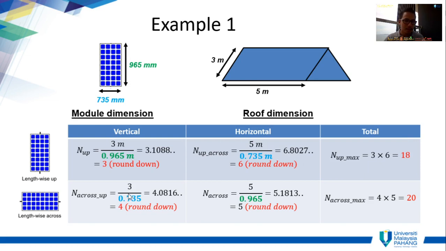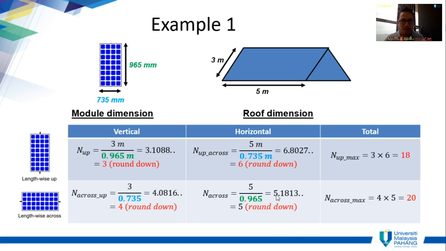What about the lengthwise across? It's the same calculation, just the value is different. So 3 meters over, this time, 0.735 meters. Why? Because it is lengthwise across, so like this direction. So that's why we get 4.0816 blah blah blah, and you round it down, become 4.